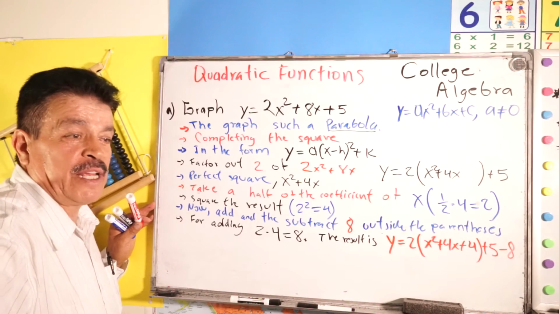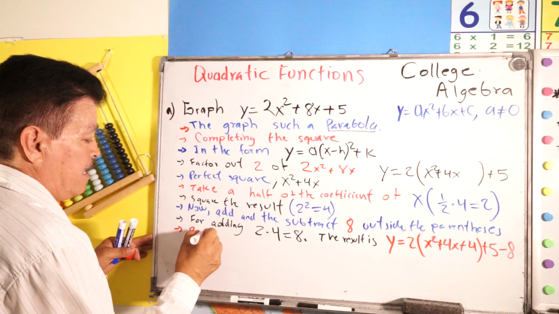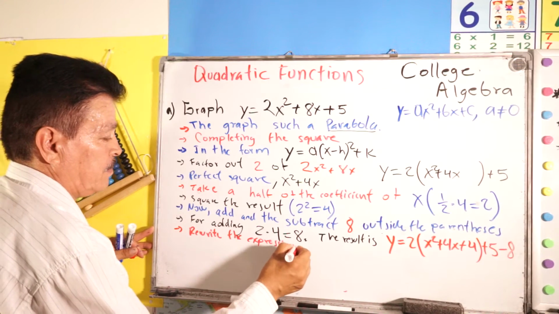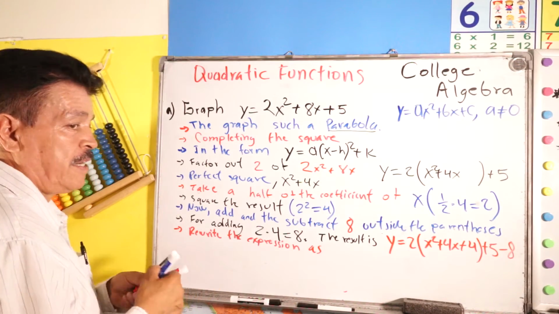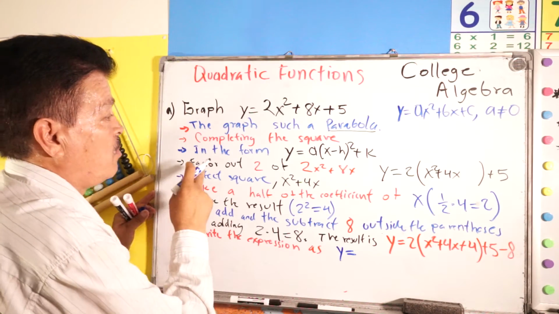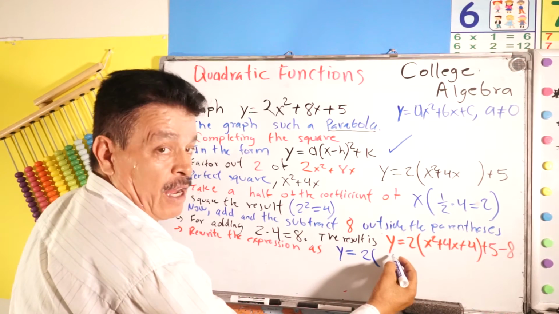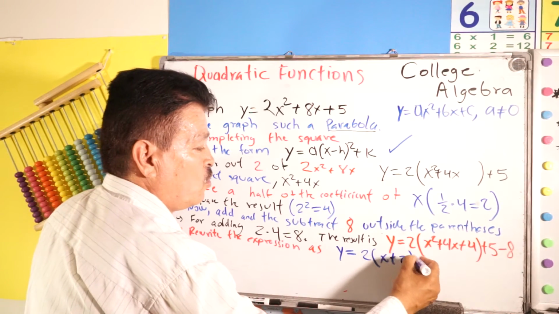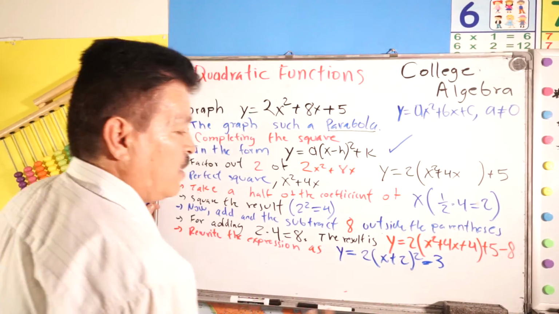We can now rewrite the expression, using the formula I gave you, as y equals 2 times (x plus 2) squared minus 3. This is a very important formula at this point.